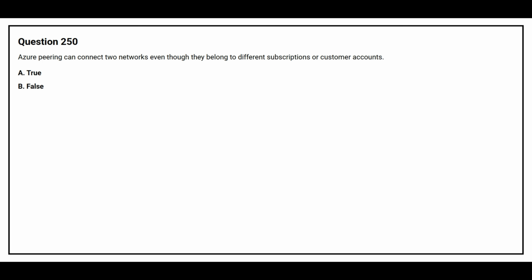Question number 250. Azure peering can connect two networks even though they belong to different subscriptions or customer accounts. Option A, true. Option B, false. The correct answer is option A, true.